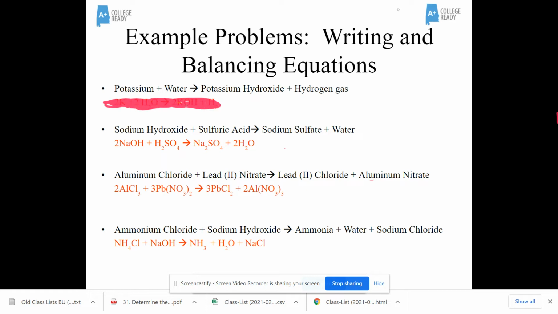Hopefully they haven't memorized. But anyway, all right, so this is how they'll do it. They'll give you a word equation. Sometimes they'll be nice and give you the formula. But a lot of times they're going to give it to you as words. And then you have to change those words into formulas. And then we have to balance that out.